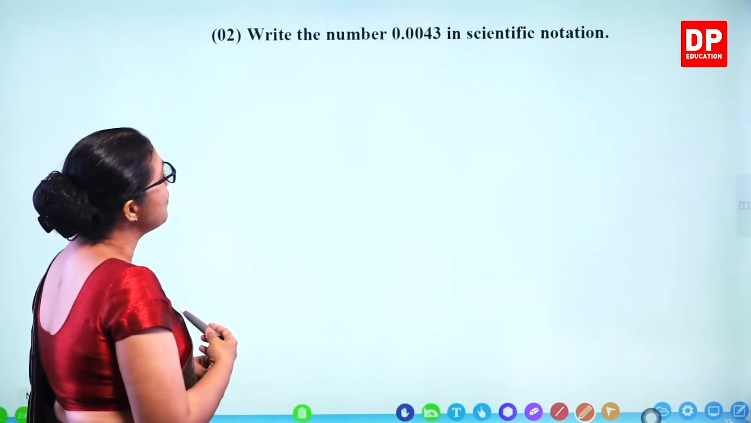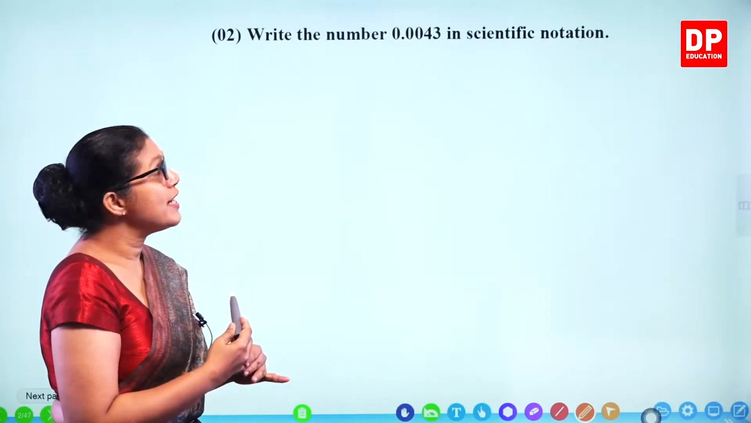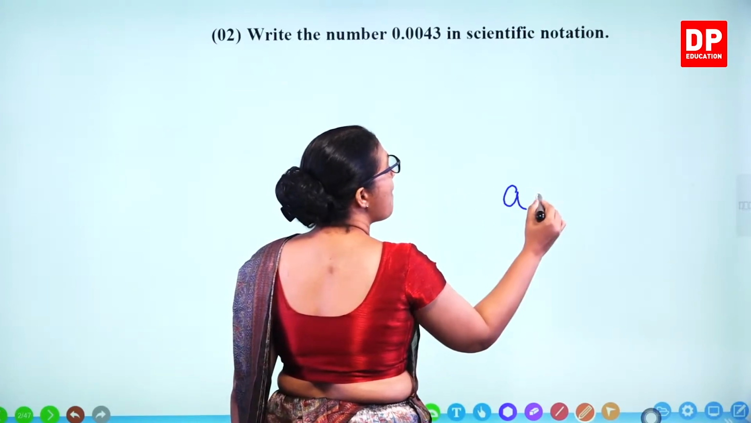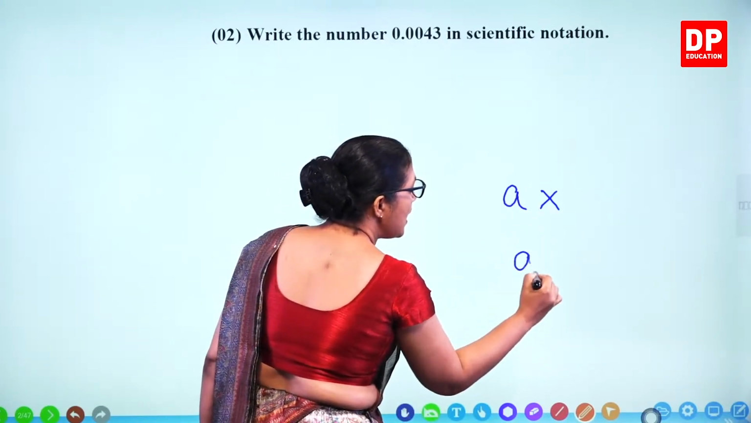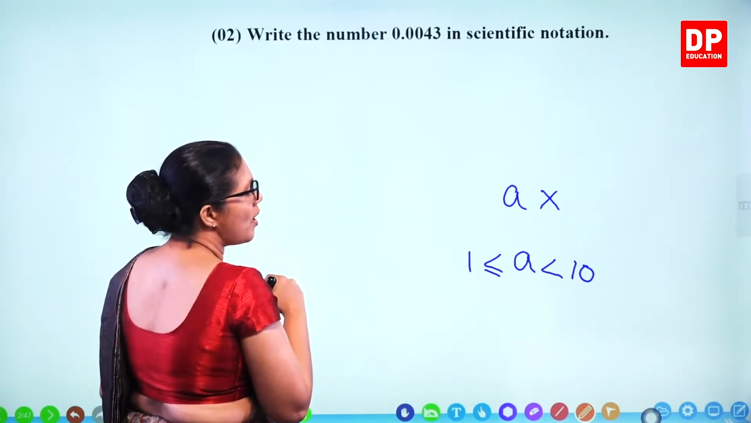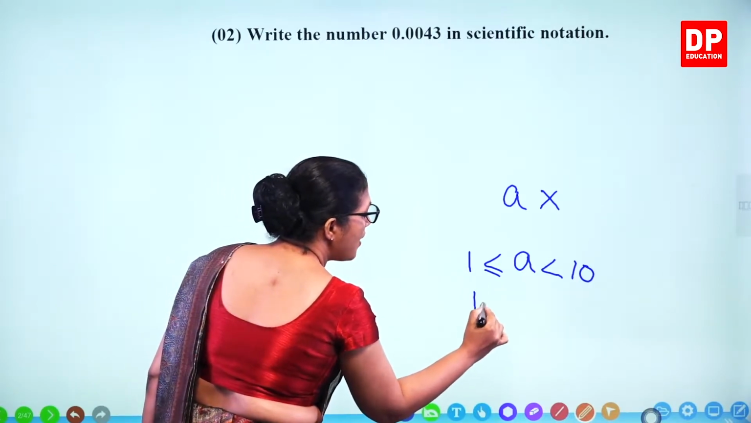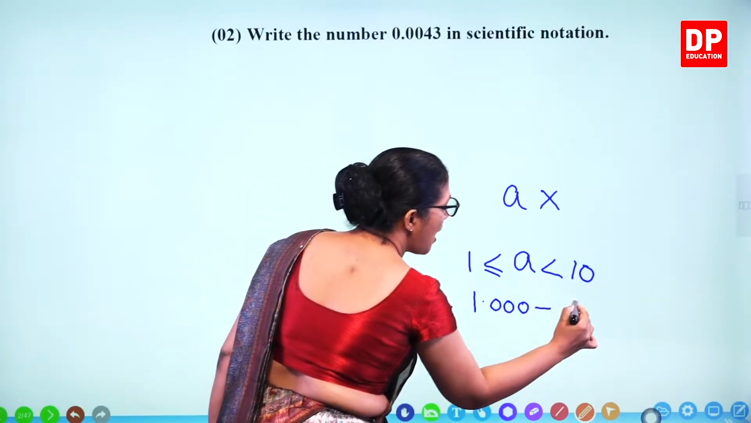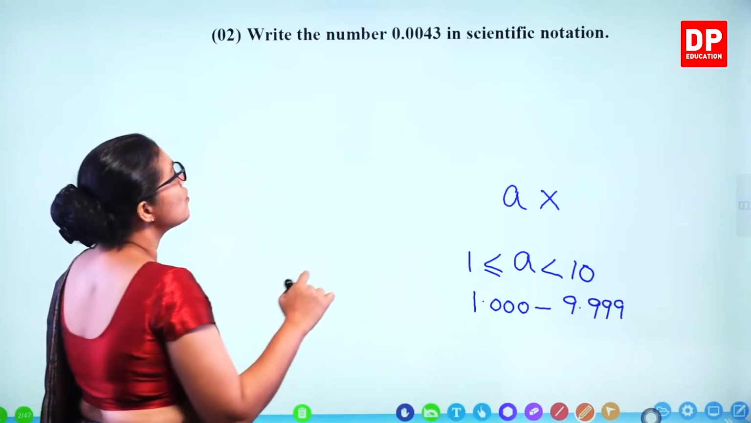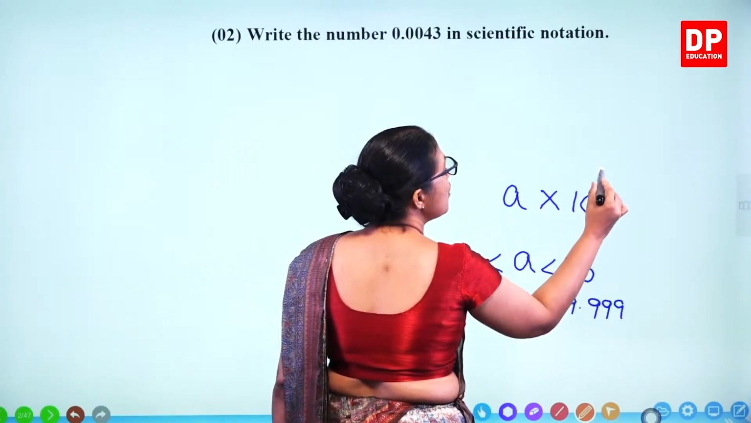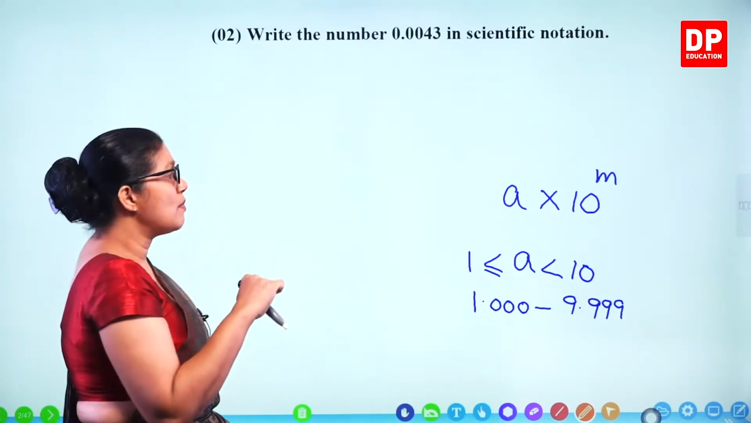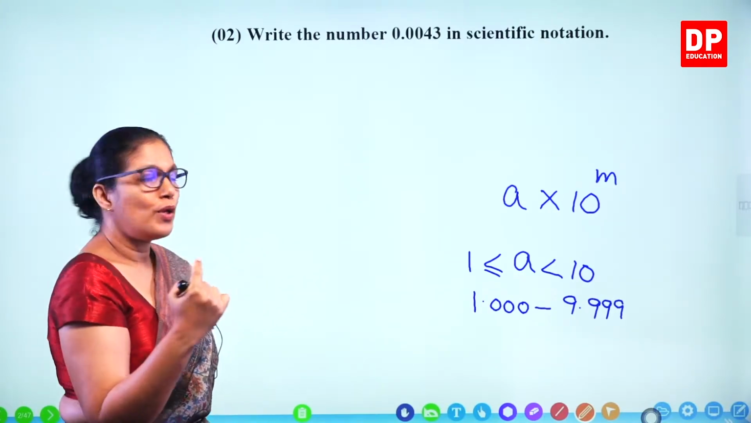Question number 2. Write the number 0.0043 in scientific notation. In scientific notation, you have to write the number between 1 and 10, where 1 is included. So the minimum number is 1, and the maximum number you can write is 9.999 correct to 3 decimal places. Then you write 10 to the power of an integer. If it's negative, you get a decimal value. If it's positive, a whole number.